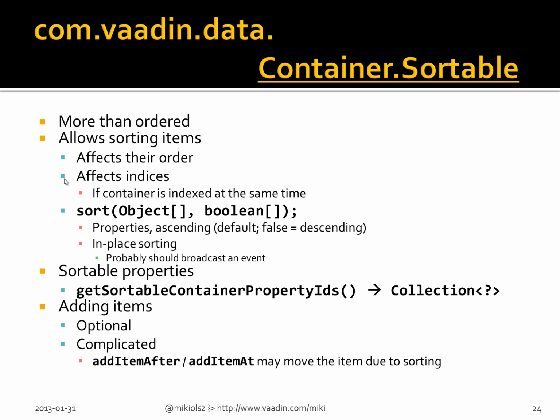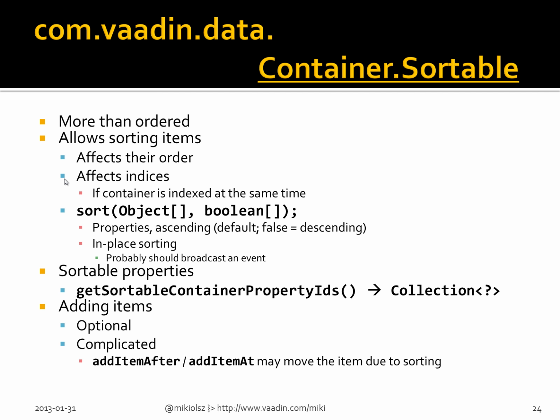So once we have an ordered container, we can also sort it. Sortable is an extension of ordered again, and it allows you to sort items. That affects the order in which they are traversed. And if we have an indexed container that happens to be sorted, that also affects the indices at which the items are available. There is just one method for sorting, so it takes an array of properties which we should sort by, and then an array of booleans indicating whether or not the corresponding property should be in ascending or descending order.